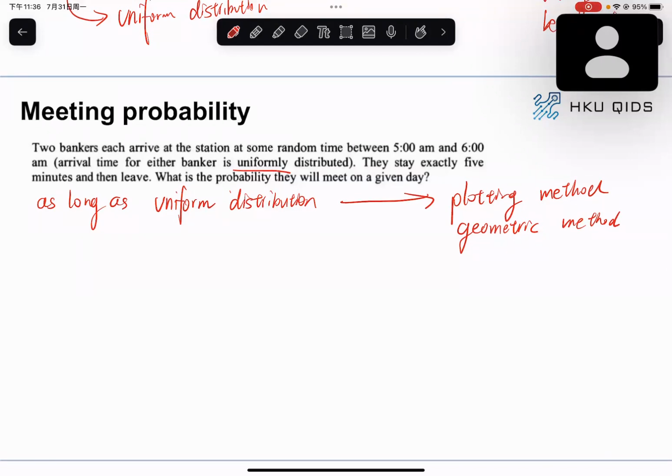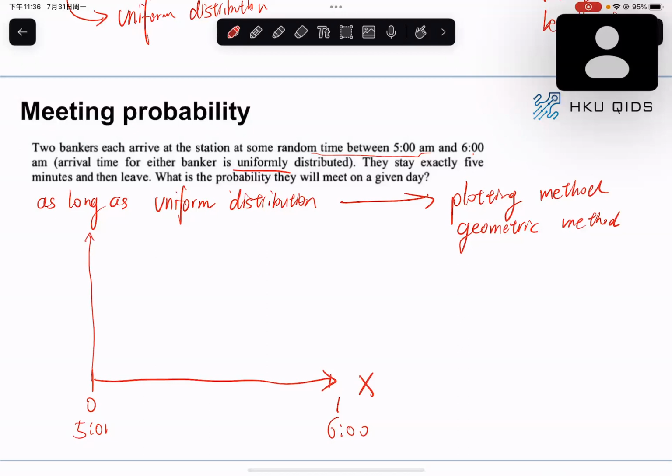So let's see. Two bankers will arrive at sometime between 5 and 6. So we are going to define this 1 hour. Let's say 0, 1, and this is the first banker. Let's just call it X, right? And we can see this is 5, this is 6. And I can define another banker will also be 0 to 1, and this is Y, right? And if they will meet on the given day, which means during the 5 minutes one banker stays, the other one will come in, right? So if they always meet at the same time, this is just a double line, Y equal to X.